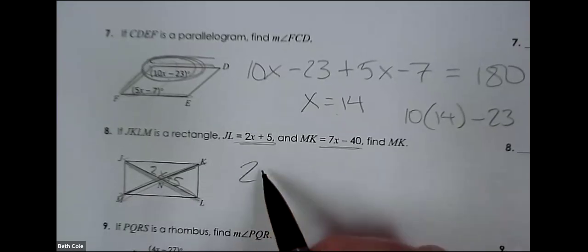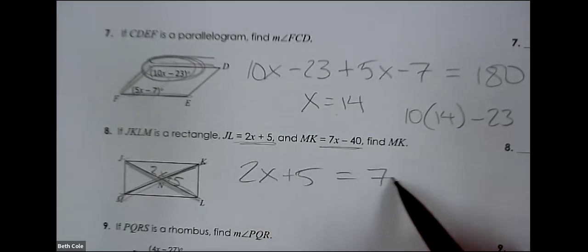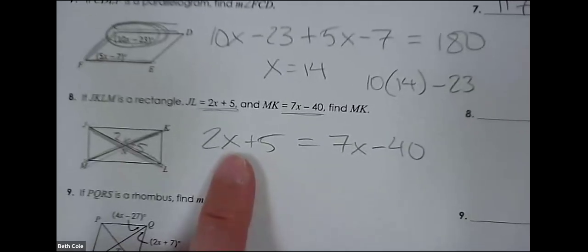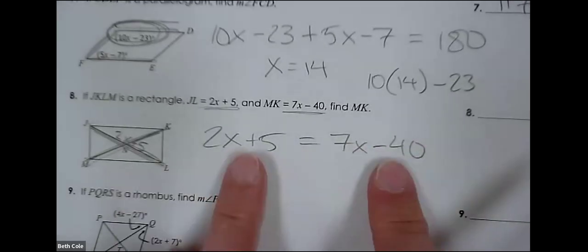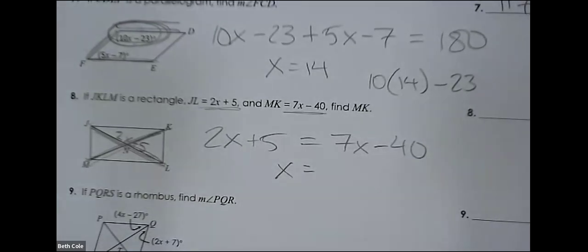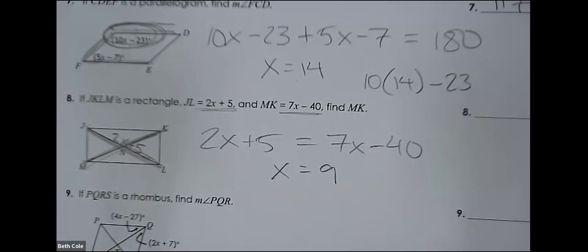All right. So we're going to set them equal. 2x plus 5 equals 7x minus 40. I don't have to share my screen again because the computer's slow and it takes forever. You would put this in the first box of your calculator. You would put this in the second box of your calculator. You would click on the intersection. You're going to get x equals 9. I'm just going to be your calculator there.